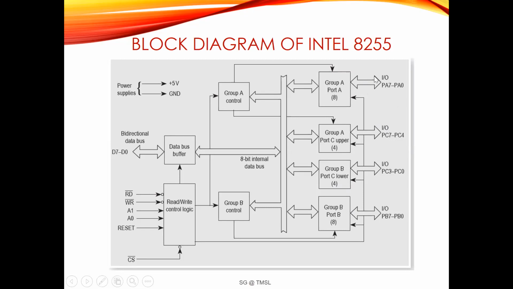So total 24 IO pins are available: 8, 8, and 8. Port A 8-bit, port B 8-bit, and port C 8-bit. So total 24 IO pins that can be grouped primarily into 8-bit parallel ports A and B, and these can be used to connect any IO device.